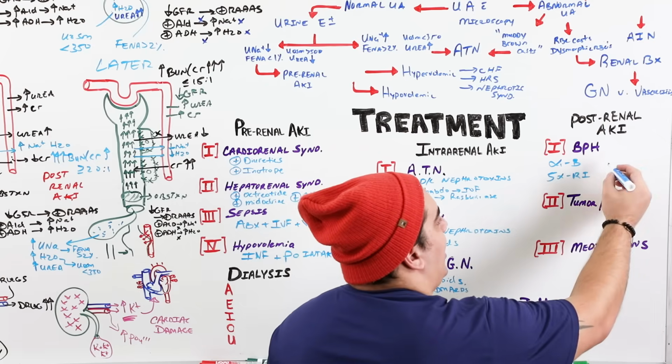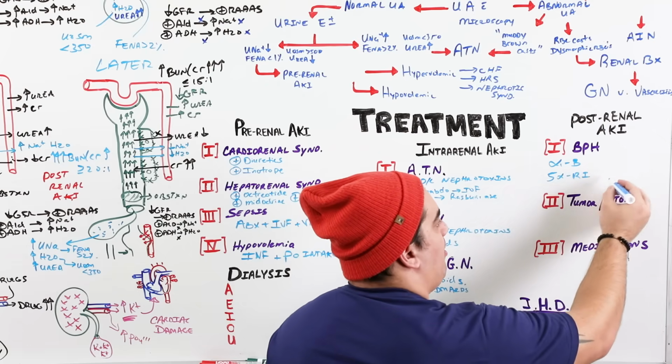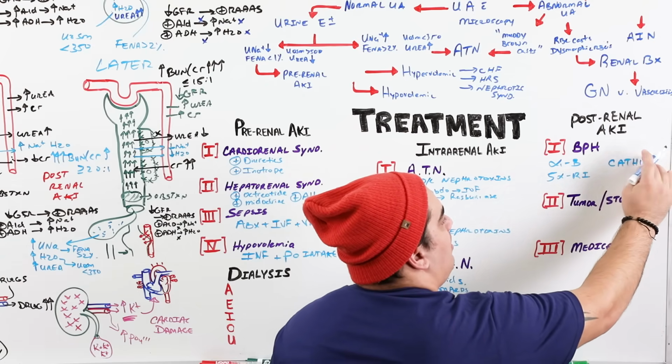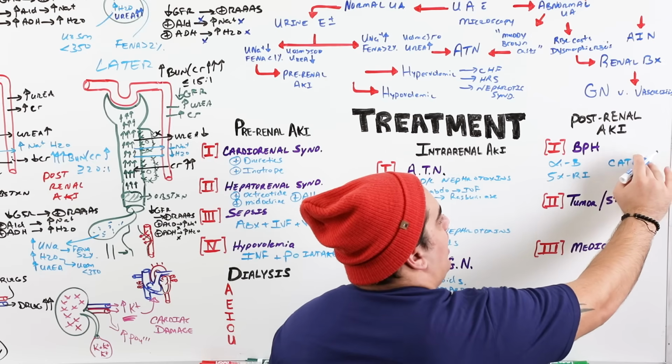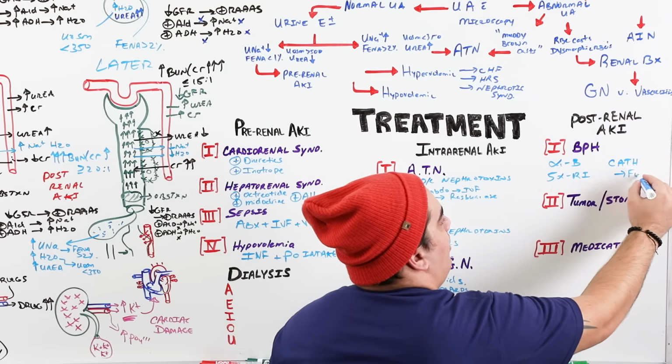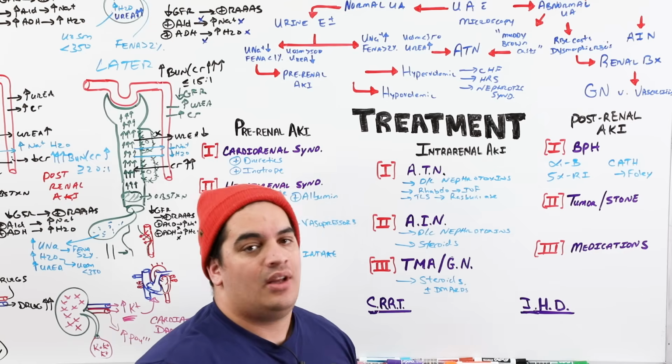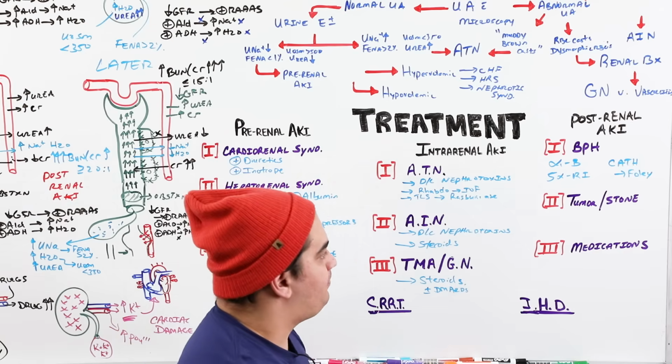But sometimes in the interim, because these do take a decent amount of time to work, you may have to do what's called catheterization. Okay? And this may be something like a Foley catheter or intermittent straight catheterization to be able to relieve that urinary retention.